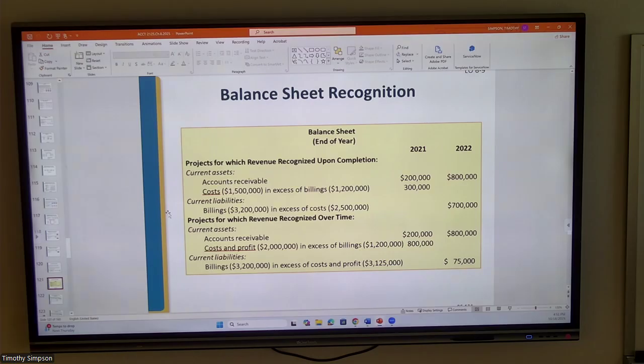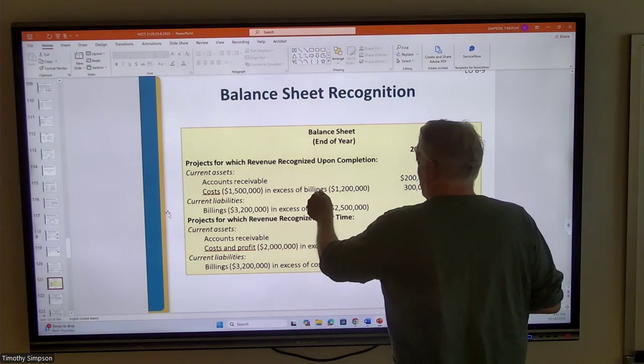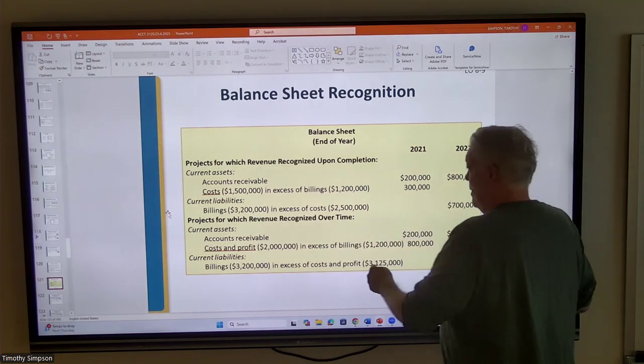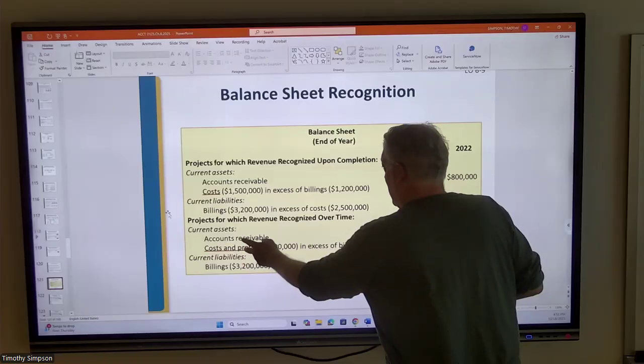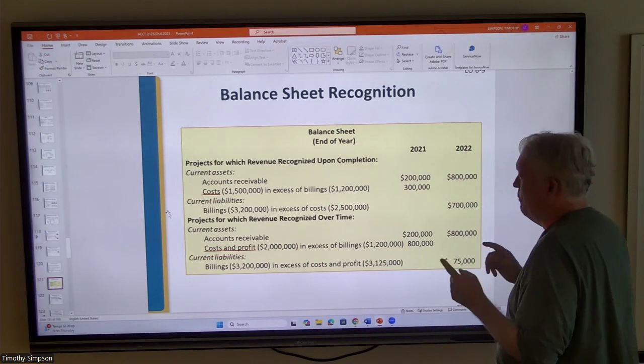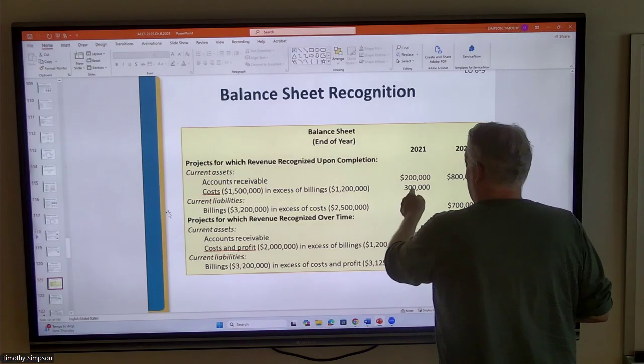And by the way, you can have a case in which the costs are in excess of billings, and as a result, you've got a different figure here, or you've got different cases in which the billings are in excess of costs. Okay, if the costs are in excess of billings, then that's called a current asset.